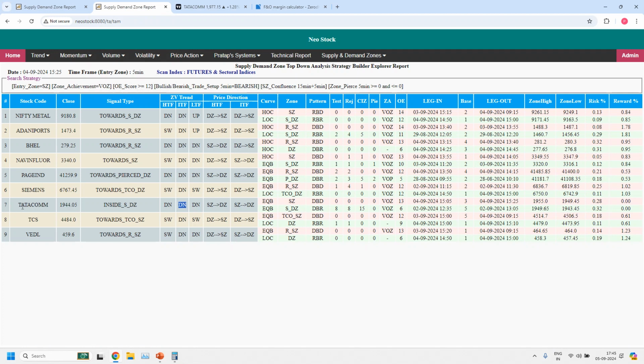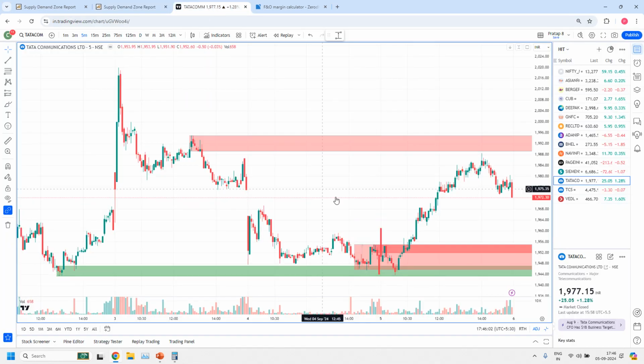See here, Tata Communication has a 5 minutes demand zone and moreover, it is a high liquidity demand zone, already tested 8 times and 8 rejections are there from this zone. It's a high liquidity. That means institutions are still keeping a strong order flow in this zone. That means they keep on adding new orders into this zone. That's why multiple times it tested this zone.